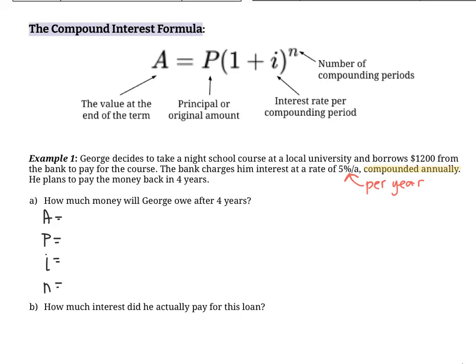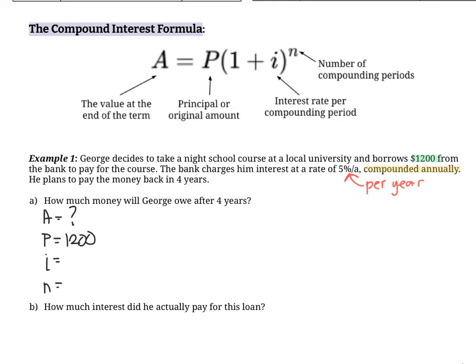Let's start off with this 1,200. What does this 1,200 represent? It says that this is how much he borrowed. So we don't know how much he's owed or how much he owes at the end. So this must be the initial amount, and our initial amount is P. So our P is 1,200. What we don't know is how much he's going to owe in the end. It even asks us here, how much money will George owe after 4 years? So we don't know the ending amount, so I'm going to put a question mark here.